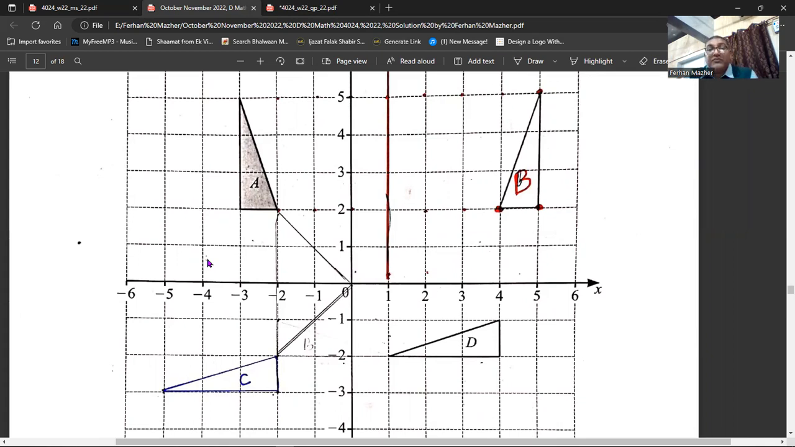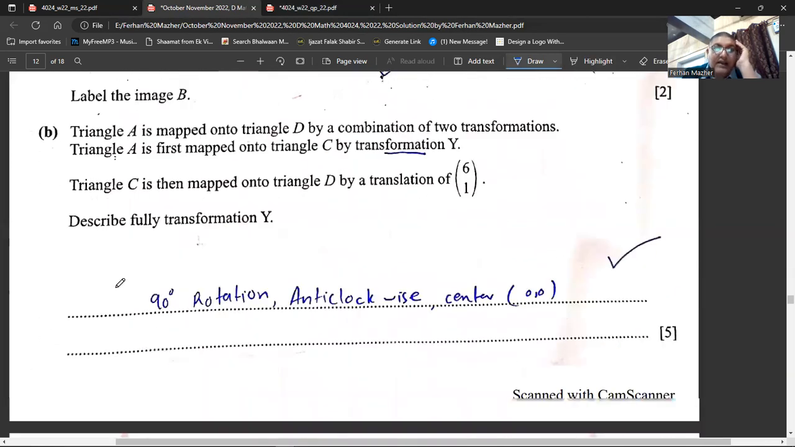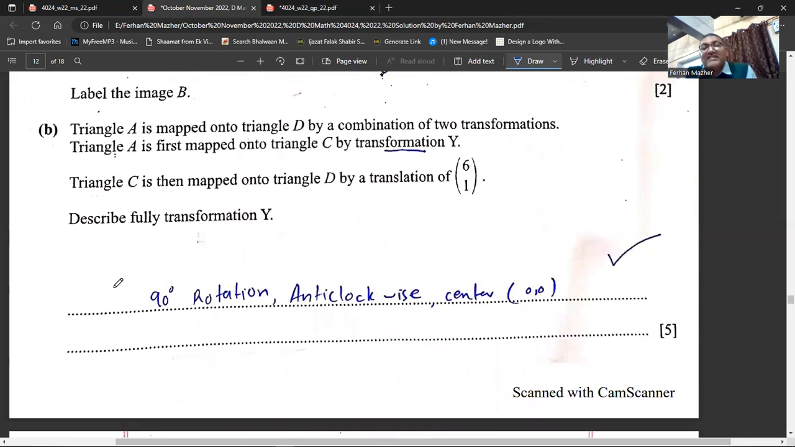And if you join the same points of A and C and draw their perpendicular bisectors, where those perpendicular bisectors intersect, that will be the center of the rotation. And here I can tell you the center of rotation will be 0, 0. When you join here and you join this point, they are the same points. So basically A has rotated like this. Okay. So this angle is 90 degrees clockwise and the center of rotation is 0, 0.